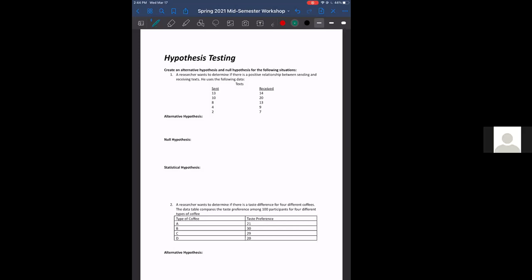Isn't it when in the population there is a change or difference within a relationship? Yes, good. So the alternative hypothesis is basically saying that there is some sort of relationship between what you're testing. So for this one, the researcher is trying to test if there's a positive relationship between sending and receiving texts. So can anyone guess at what the alternative hypothesis might be?